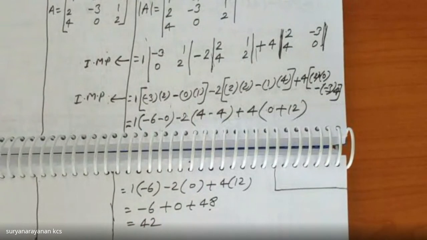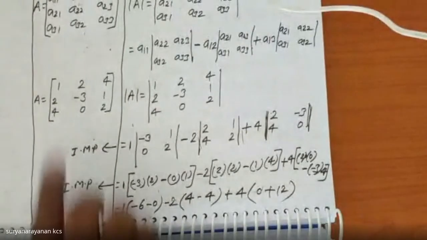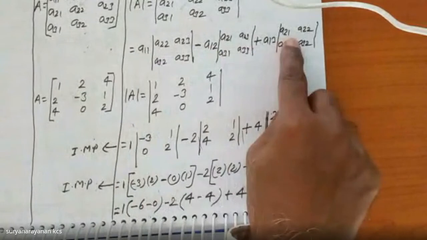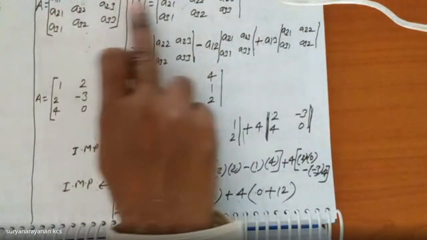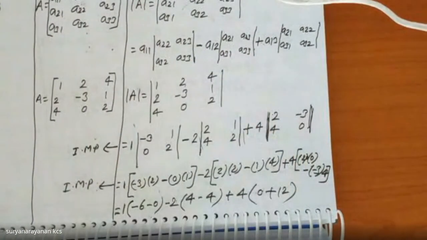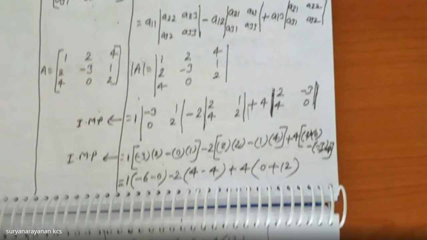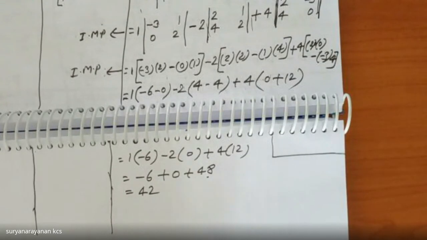Okay, my children. Here we have found the determinant of this square matrix of order 3 by expanding the first row. This is called first row. We can expand by second row also. By expanding the third row also, we can find the determinant of this matrix. We will discuss that point. In that expansion also, you get the same answer, 42.